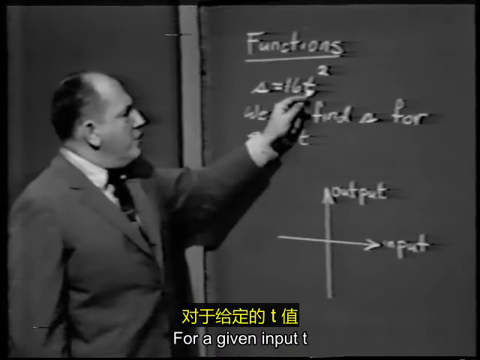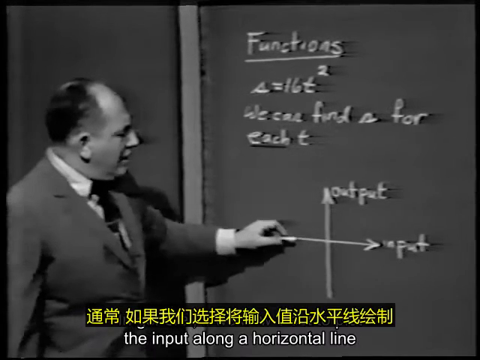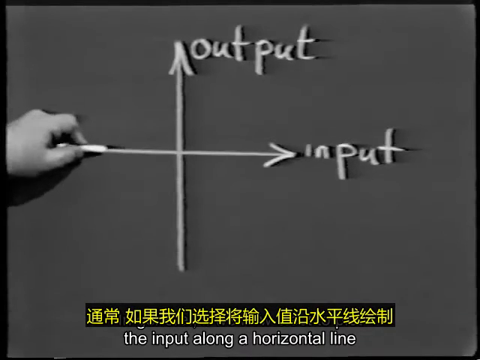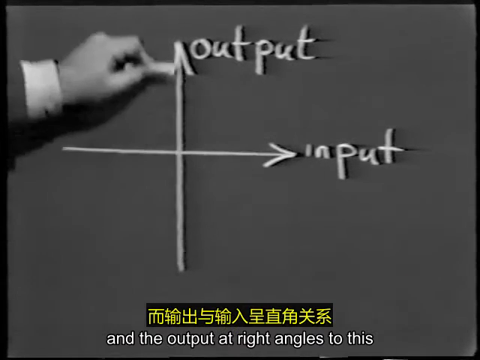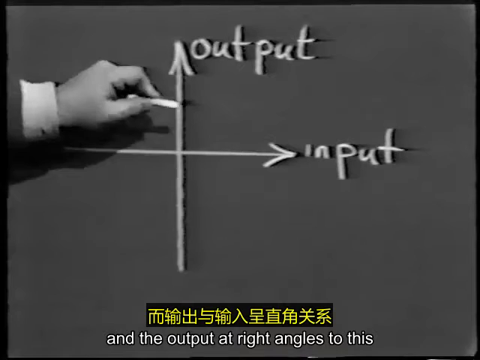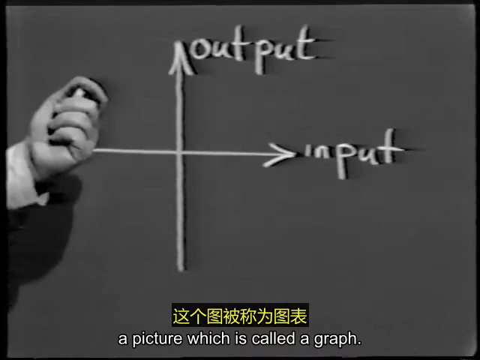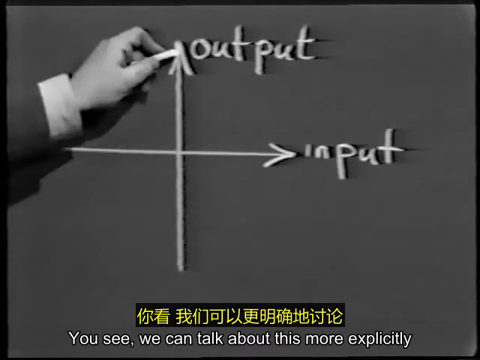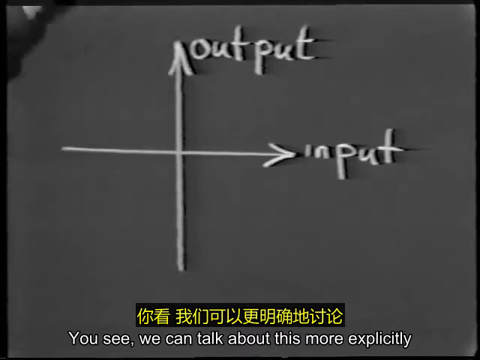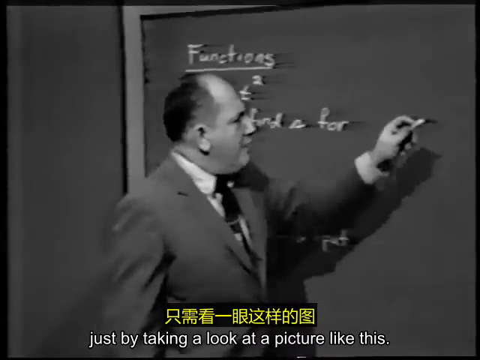For a given input t, we can compute the output s. In general, if we now elect to plot the input along a horizontal line and the output at right angles to this, we now have a picture of our relationship, a picture which is called a graph. You see, we can talk about this more explicitly as far as this particular problem is concerned, just by taking a look at a picture like this.